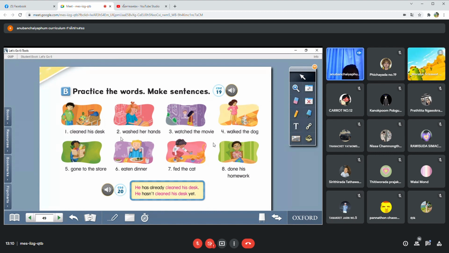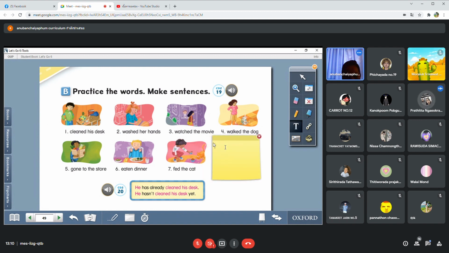How about number two? Who wants to answer number two? Who can make a sentence using present perfect tense? Affirmative. Anyone? What's the subject here in number two? She. P6, why is it nobody is answering? She has already washed her hands. Well done, very good.